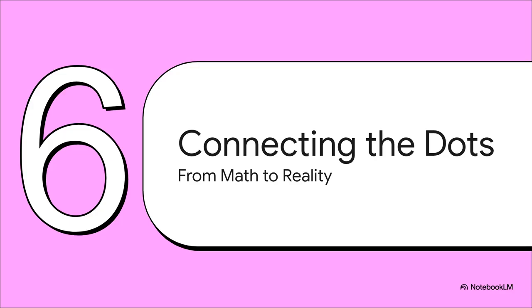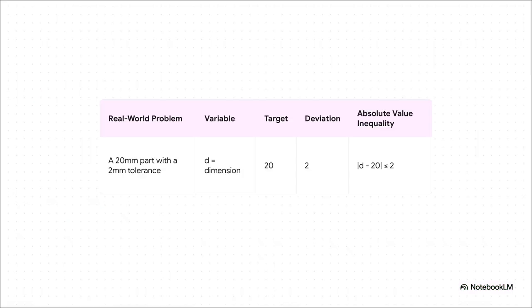So let's bring this all back home. We started out with some real-world problems, we dove deep into the math, and now we can finally connect it all together using our new distance way of thinking. Remember that manufacturing problem from the beginning? A part needs to be 20 millimeters, but it's okay if it's off by no more than 2 millimeters.